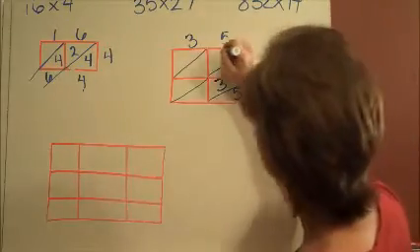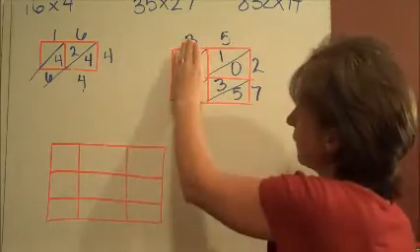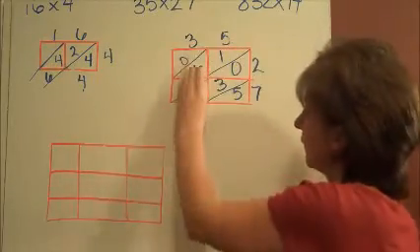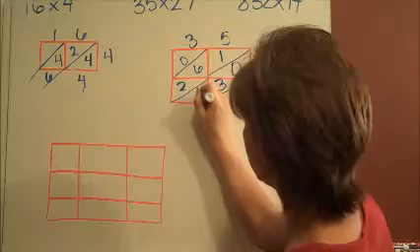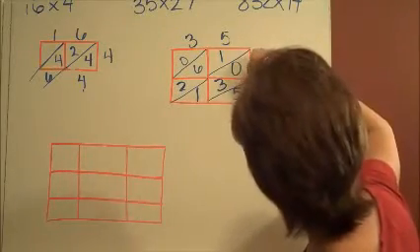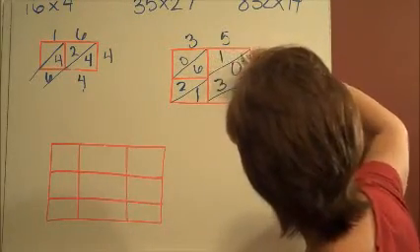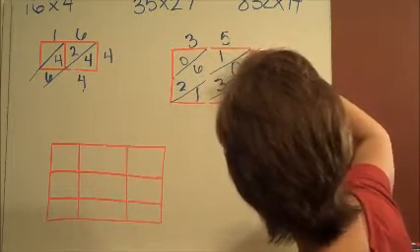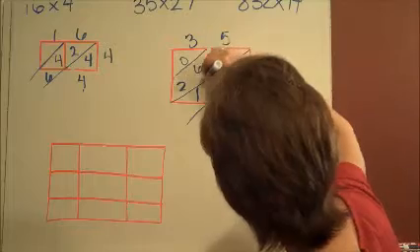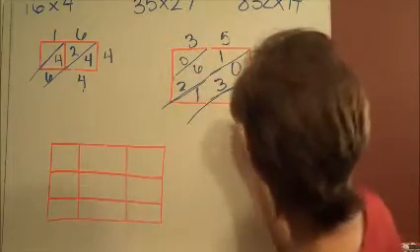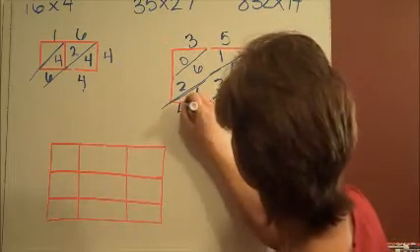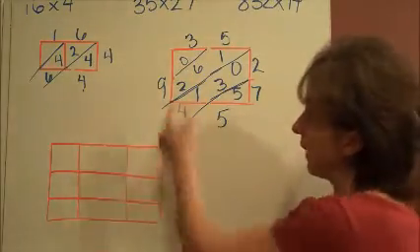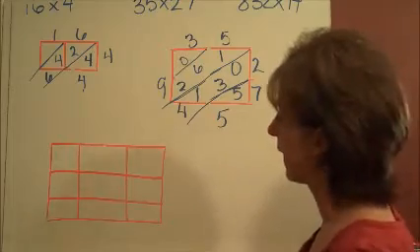5 times 2 is 10. 3 times 2 is 6. 3 times 7 is 21. And now, kind of taking my eyes away from the red and focusing just on the blue, you add what's inside your diagonals. And again, 945 is the answer we've gotten all 3 times we've solved that.